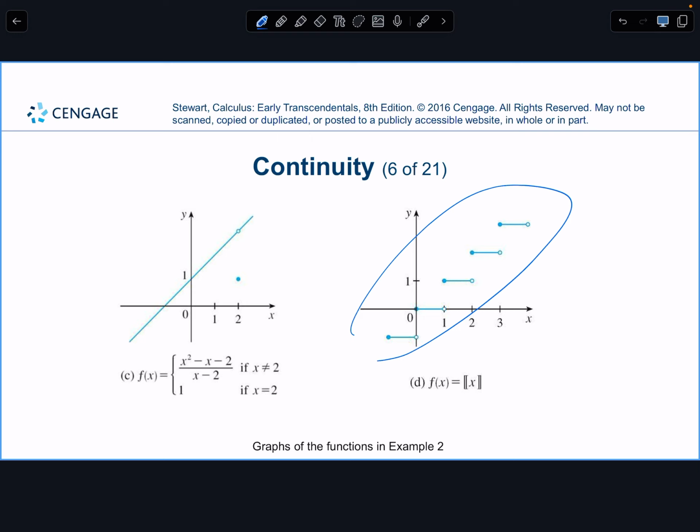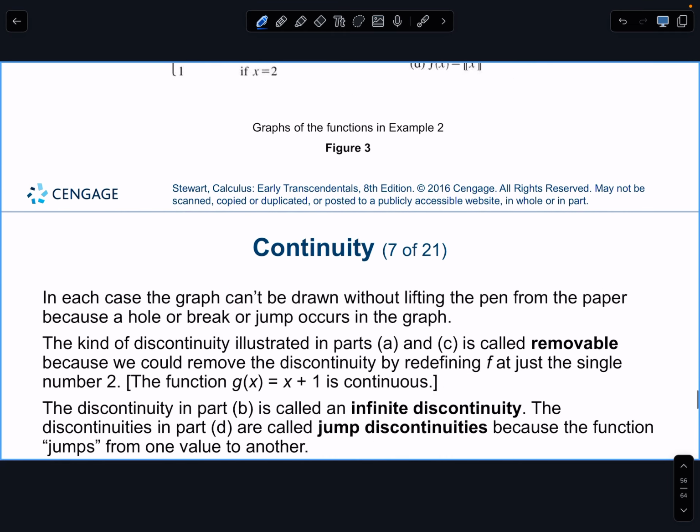So this function is also known as the birthday function because what do we do with our age? We're the same age for a whole year, and then we, boom, jump up on our birthday, right? That's what happens with our age. That's how we talk about it.